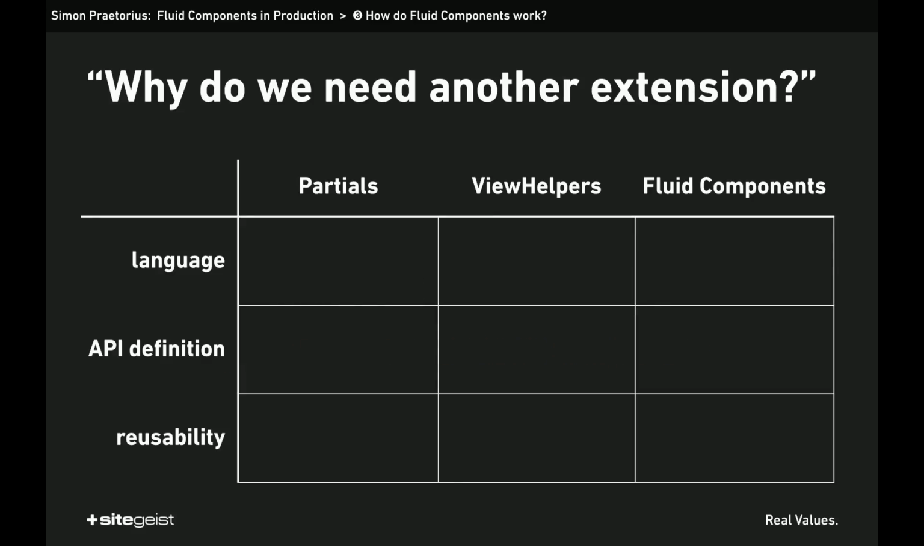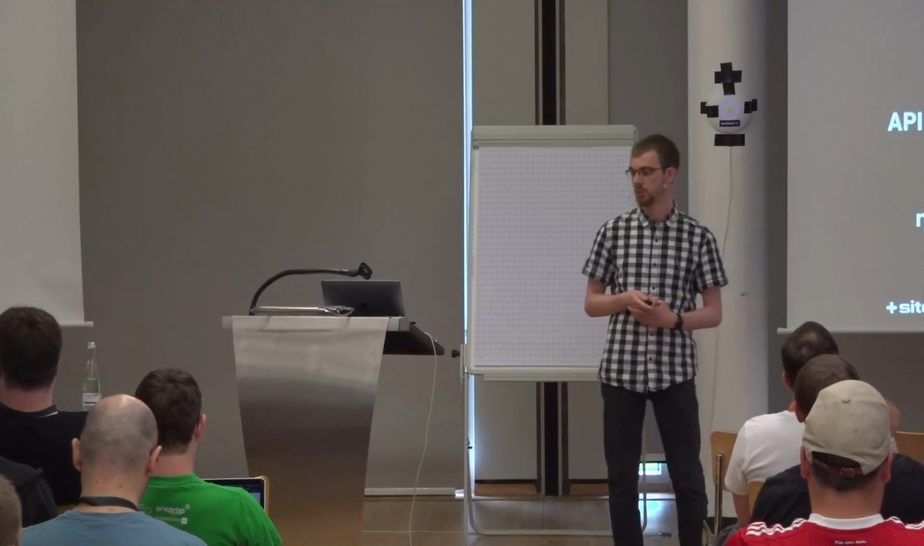So what I usually hear when there's a new extension around the block is, why do we need another extension? We have already partials, we have view helpers, why do we need another thing in Fluid? And I'm going to show you why I think that it's a helpful other thing to have, components, because of those three facts. The first one is in which language the thing, partials, view helpers, or fluid components, is defined. The next one is that it should have a clear API definition, and the last one is that it should be easily reusable across the whole project, not just in one extension, but across the whole project.